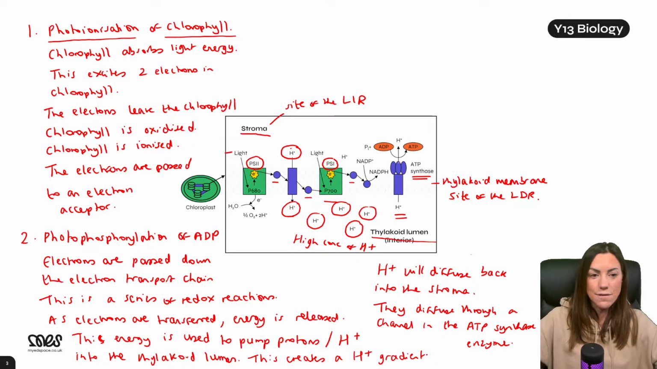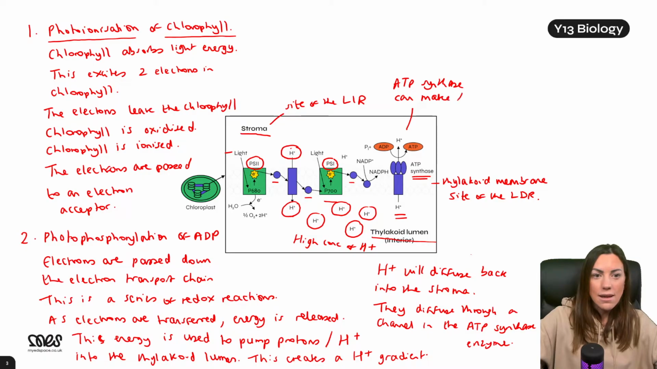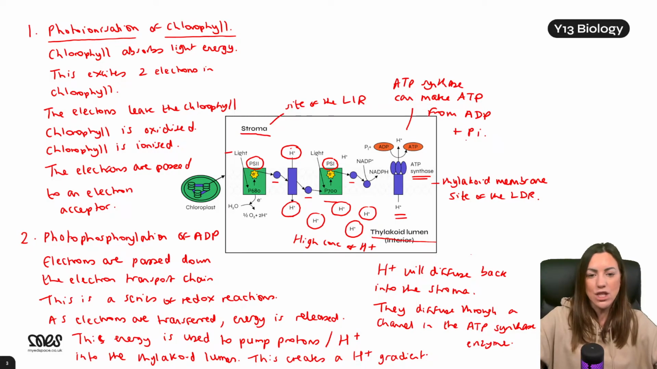Now, as they diffuse through the channel in the ATP synthase enzyme, ATP synthase can make ATP from ADP, which is our adenosine diphosphate, and an inorganic phosphate. Now that's the end of stage 2.